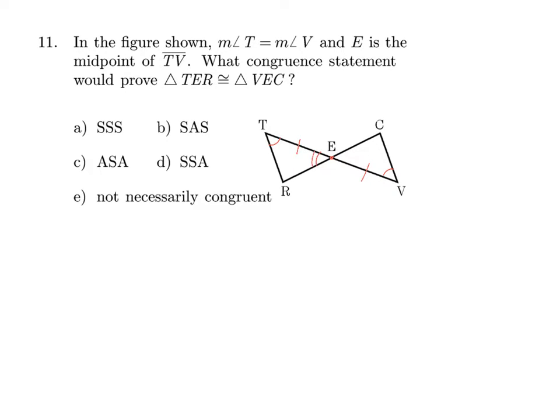Well, I know these are the same because they're vertical angles. So how would I show that TER, this triangle here, is congruent to VEC? We have ASA. Done.